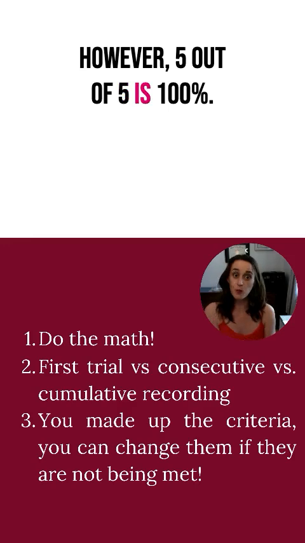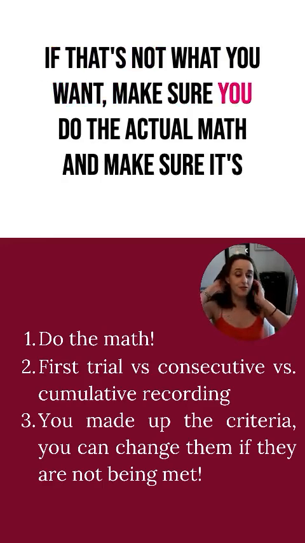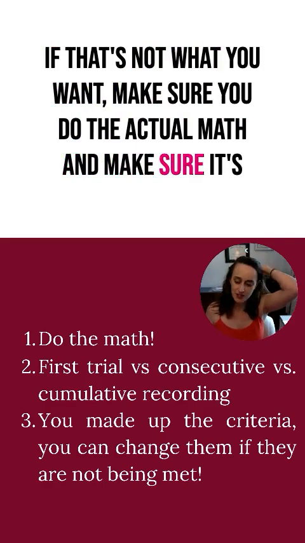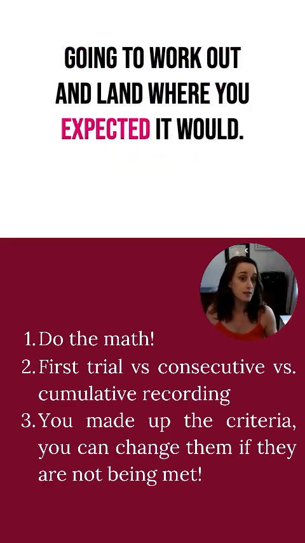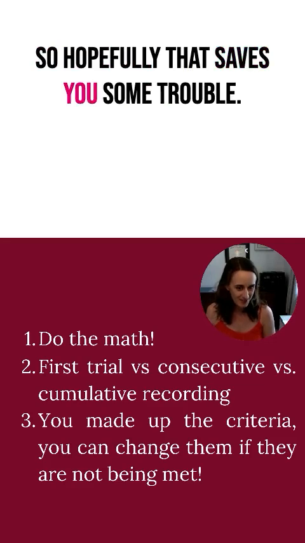However, 5 out of 5 is 100%. You can leave it that way if you're okay with the person not meeting criteria until they do it literally perfectly. If that's not what you want, make sure you do the actual math and make sure it's going to work out and land where you expected it would before you deploy it and train it and everything, because I made that mistake the first few times. So hopefully that saves you some trouble.